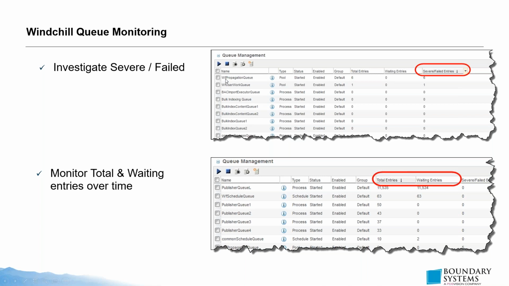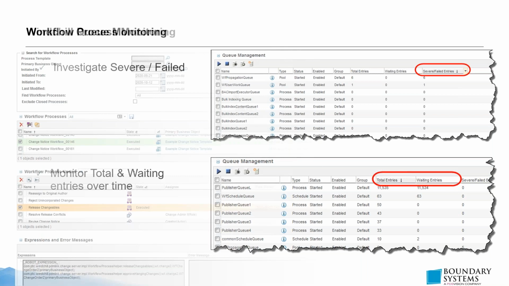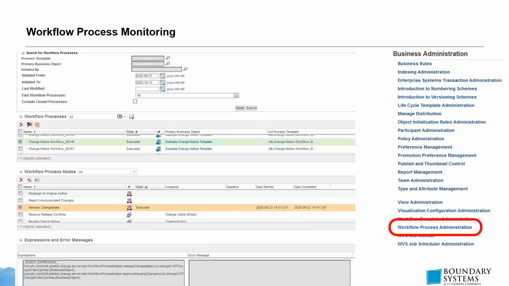As part of this, in this case, my failed or severe one is the workflow propagation queue, which has got 6, and the workflow user queue has got 1. And that brings me to the next bit, workflows. So how do you know if there are any issues with workflows, and how do you investigate it further? Also under site, but under the business administration area, there's workflow process administration.